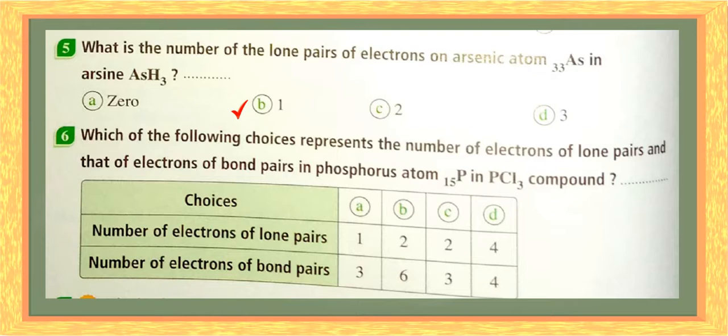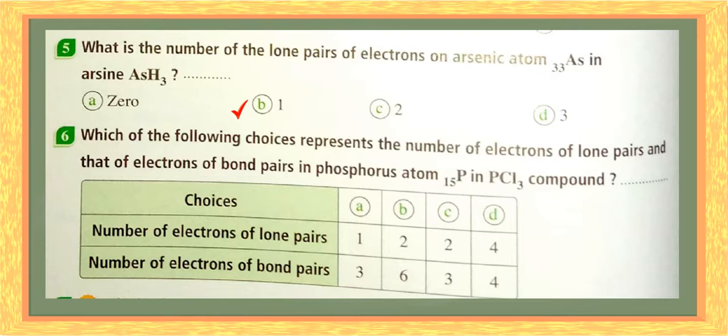So we have the number of electrons of lone pairs in choices A, and bond pairs. Before making a bond, the choices for lone pair electrons are 1, 2, 2 or 4, and for bond pairs 3, 6, 3, 4. When we take 3 chlorine atoms, the number of bond pairs here is 3. But what is the number of the rest of the electrons, the lone pair or unbonded ones?